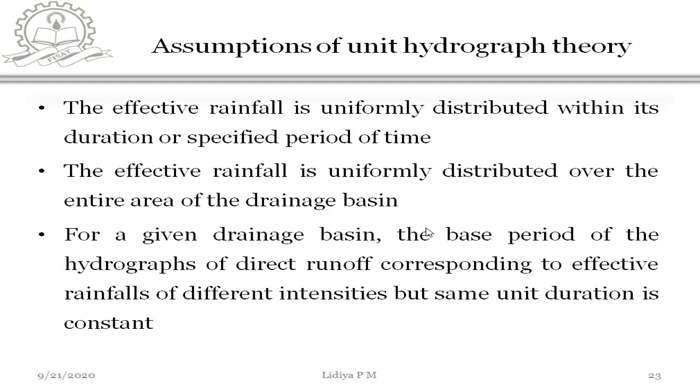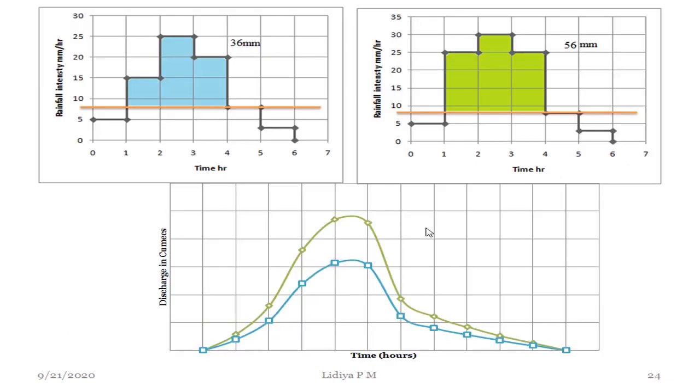Then third assumption, for a given drainage basin, the base period of hydrograph of direct runoff corresponding to effective rainfall of different intensities but same unit duration is constant. So first we will look into base period. What is base period? Say this represents the base period. That is the time from which the runoff, that is discharge, increases in the stream and it reaches the normal value. That represents the base period.